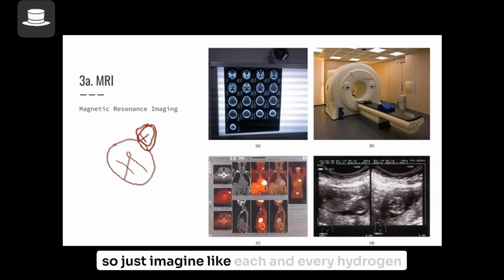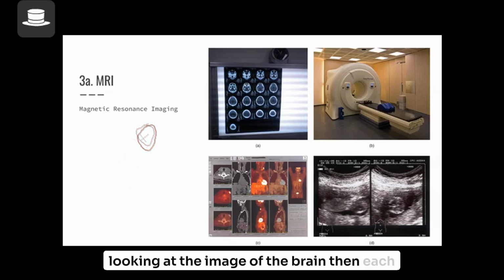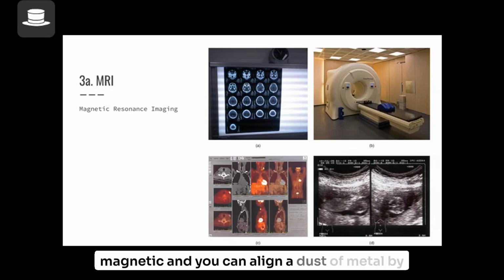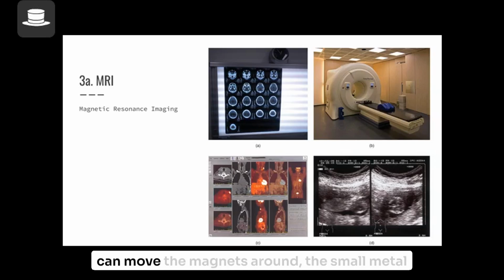So just imagine each and every hydrogen atom in our body. If you're specifically looking at the image of the brain, then each and every hydrogen atom, each and every cell of your brain, has magnetic properties and would react to external magnets, just like metal pieces are magnetic. And you can align a dust of metal by putting a magnet. Have you ever played with that? You can move the small metal pieces around with the force of the magnet.